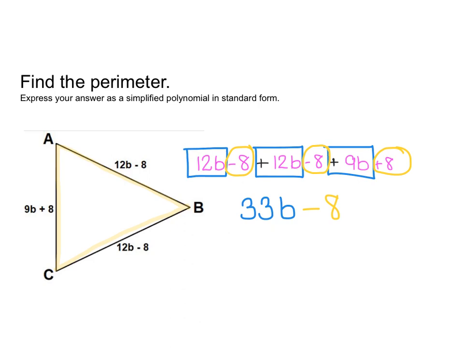It's a binomial. And with perimeter, normally we have units on perimeter, like think about fencing. It's how much fence would go around your yard. Normally it's measured in meters or feet. But since no units are given, I'm just going to write the word units. So 33b minus 8 units, this is simplified and it's in standard form.